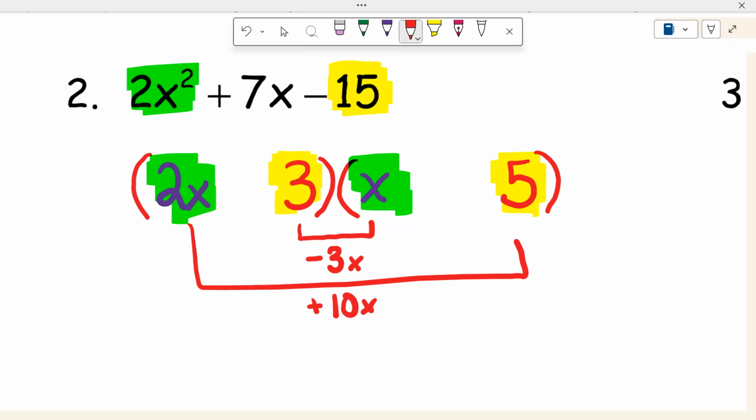So we definitely know that 2x times x is 2x squared, check. We definitely know that 3 times 5 is 15, but what kind of 15 do I need in the end? I need a negative 15, which will happen because, did I choose 2 different signs here? Yeah, so it's going to work. So the first sign goes into which bracket? The minus goes into the first bracket, and the positive goes into the second bracket.